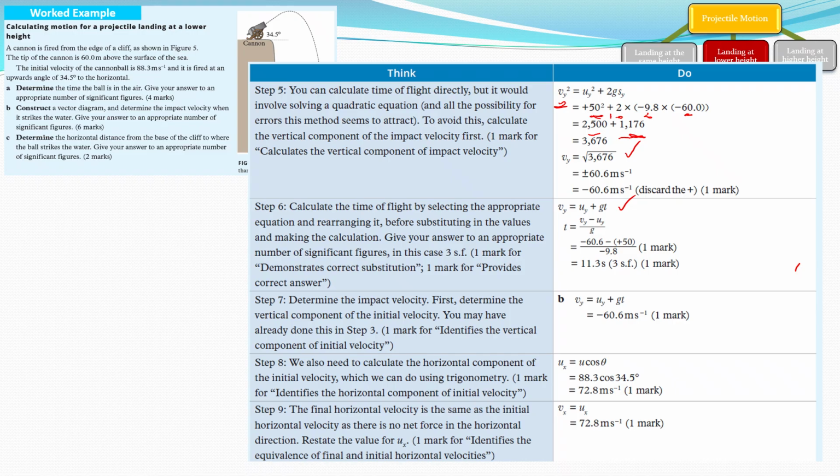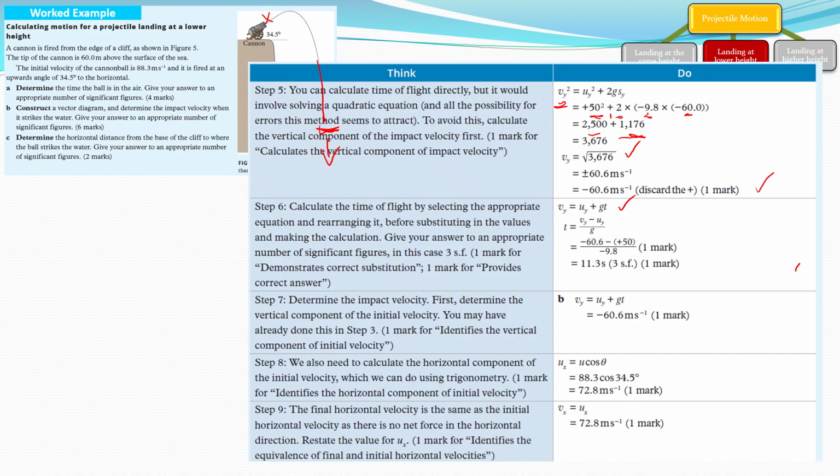Now we know that this object is starting on top of the hill and ending down here at the water level. So therefore the final velocity is going to be down, and we know down is negative, so therefore we're going with the negative value of 60.6, negative 60.6.